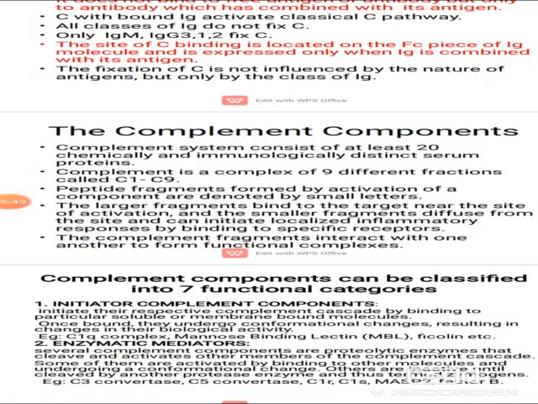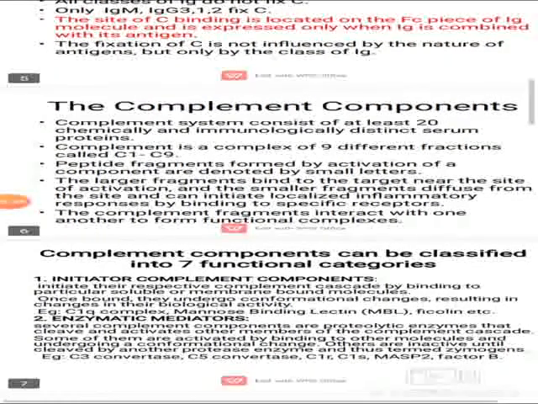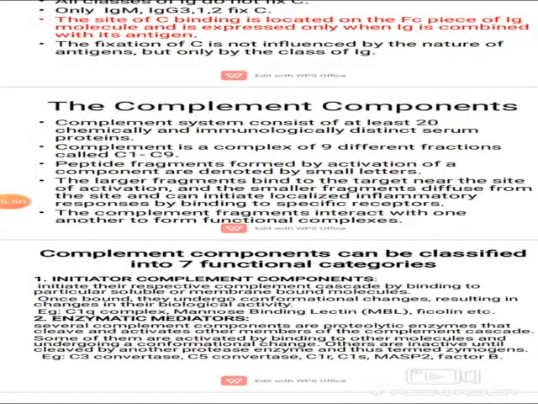Complement components can be classified into 7 functional categories. Before that, a scientist from Berlin, Paul Ehrlich, defined the complement system as the activity of blood serum that complements the action of antibody.